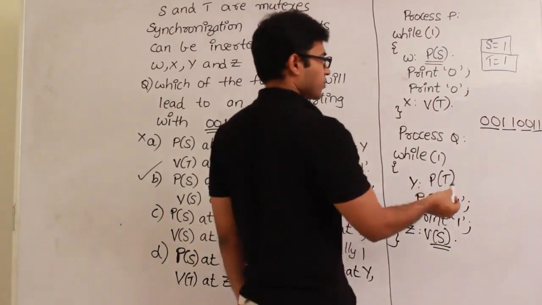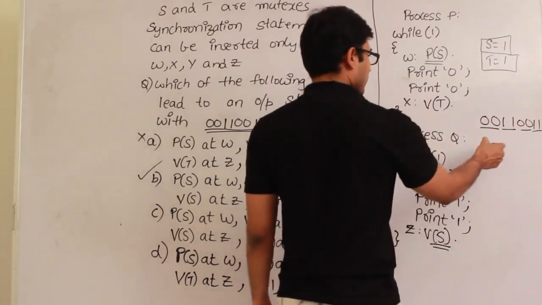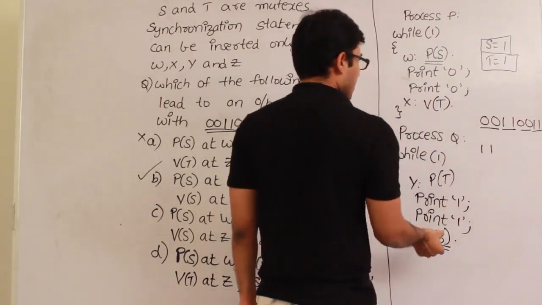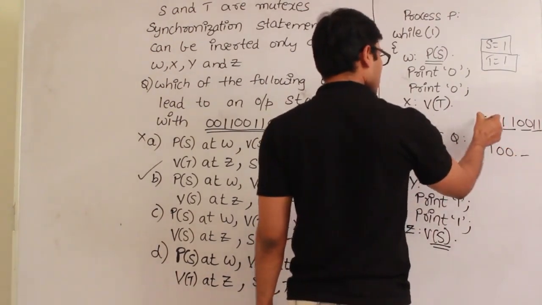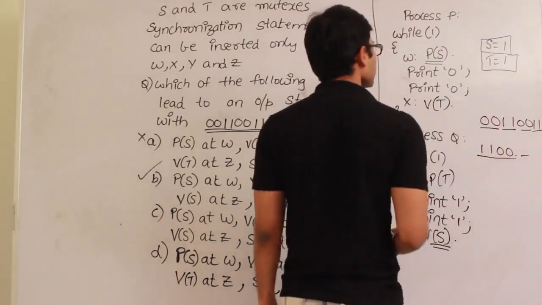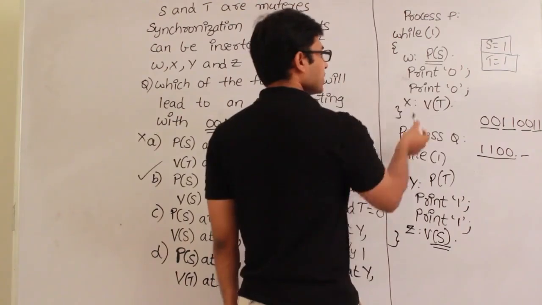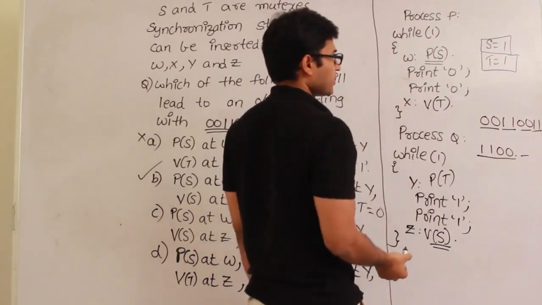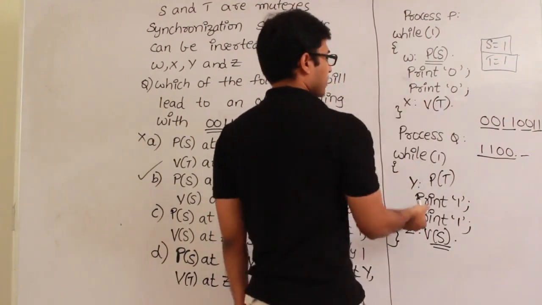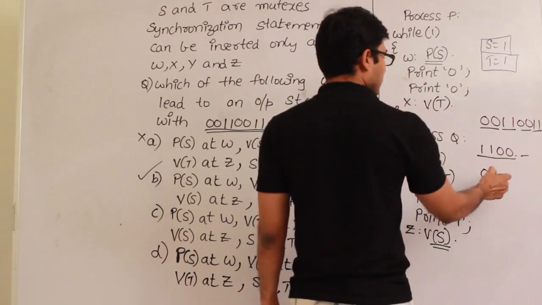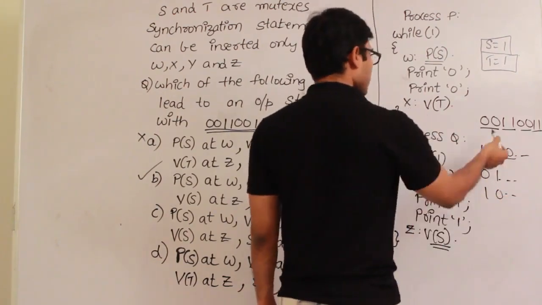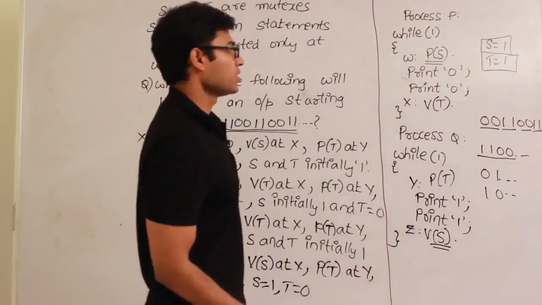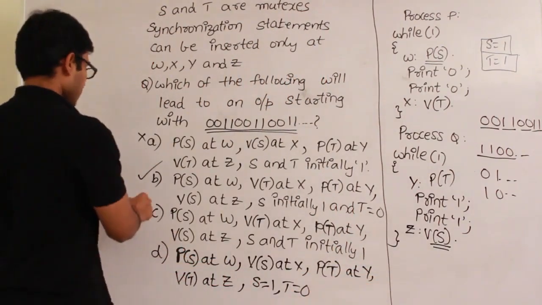Which means one possible sequence is like this: Q can start first, which means it can print 1 1, right? And then P can start, which means 0 0. Therefore, this is not the only possibility. Other possibilities are also there. One more possibility is both of them can start simultaneously and enter this, right? So we can get 0 1 in the beginning, or you can get 1 0 in the beginning. Therefore all the possibilities are there, so it is not the option. Got it?